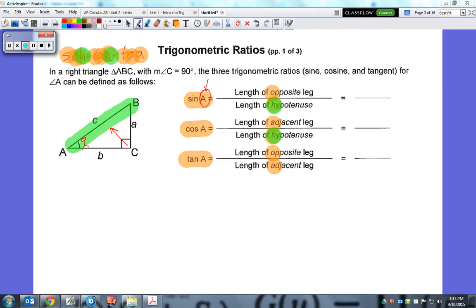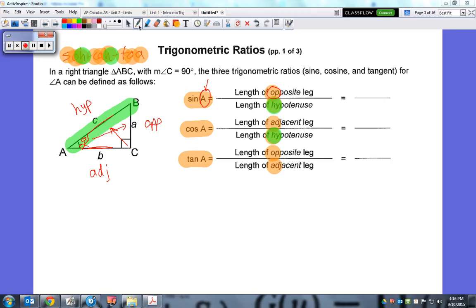So if I put myself here, like physically, and I want to know which one is opposite, you can even imagine, like this arm is touching the hypotenuse and this arm is touching the adjacent. The opposite one is the one that you're not touching. It's way over here off in the distance. So this is opposite from where angle A is. This is adjacent from where angle A is. And this is hypotenuse from where angle A is.